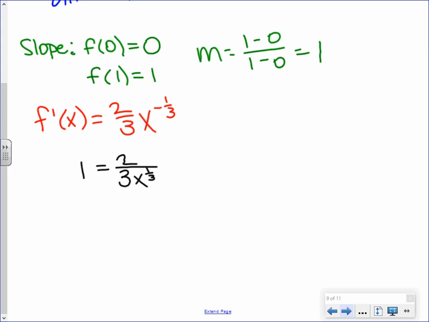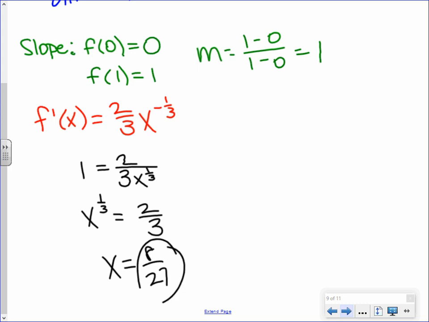How do we solve it? I don't really like having x in a denominator, so what should we do with it? Multiply x to the 1/3 over. Okay? I don't want x to the 1/3, I just want x. So what should we do to both sides? Cube both sides. So we have 8 over 27. Is that in our interval 0 to 1? Sure is.